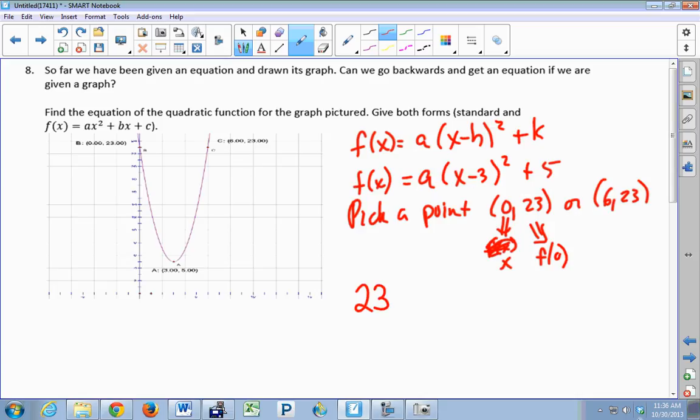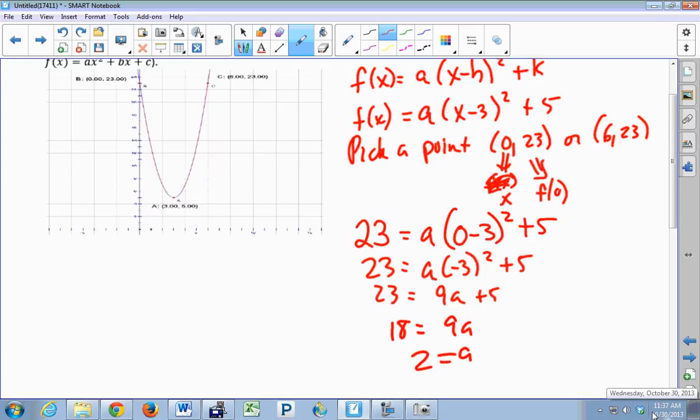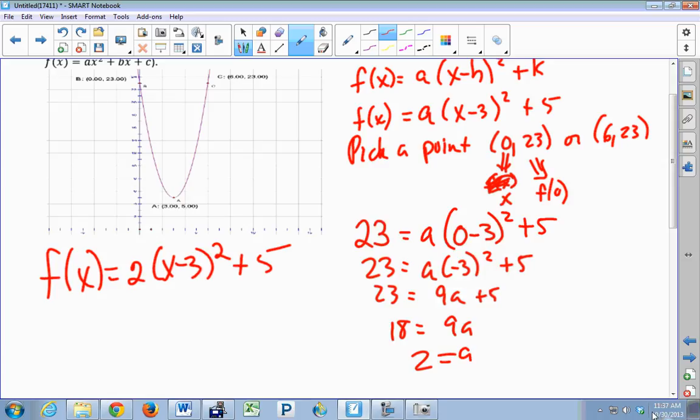So we get 23 equals a times, now I plug 0 in for x, and now I can solve that equation for a. So I do what's in parentheses first. I get a times -3. I'm going to square that. I get 9a plus 5. Subtract 5 from both sides. Divide by 9, a is 2. I'm done. So the equation for my parabola is 2 times (x minus 3) quantity squared plus 5. That's my standard form or vertex form.